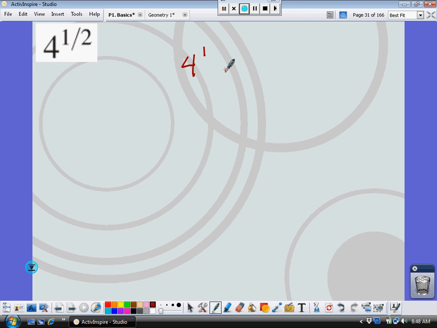We know 4 to the second. We're good with all those. 4 to the third. We're even good with 4 to the 0. And we can now do 4 to the negative 1 and 4 to the negative 2. We know those are 1, 4, 16, 64. This would be 1 over 4 because you bring it to the bottom, and 1 over 16.